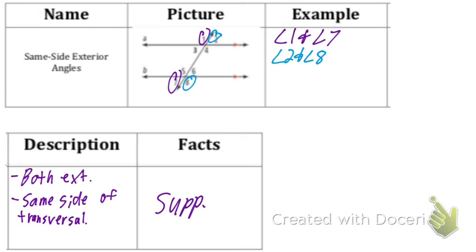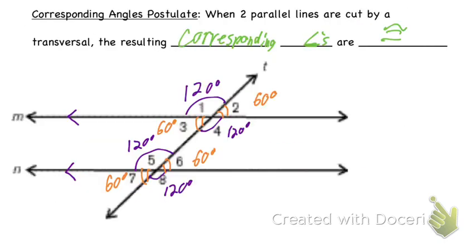Alternate exterior, alternate interior, corresponding, congruent. What was it said for alternate exterior angles? Congruent. Okay?